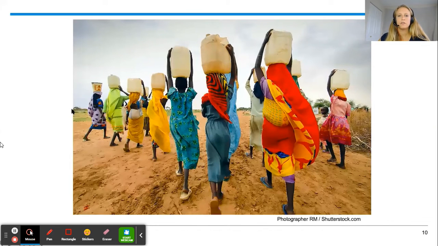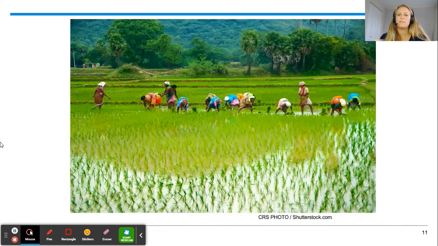Same thing here. It looks like it's the women's job to carry water to the village, and again, they're wearing the traditional clothing. And the same thing here. It looks like it's mainly women, and they are harvesting the rice in traditional clothes again.